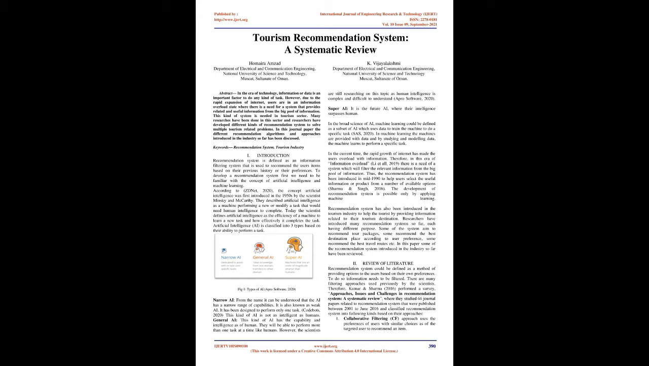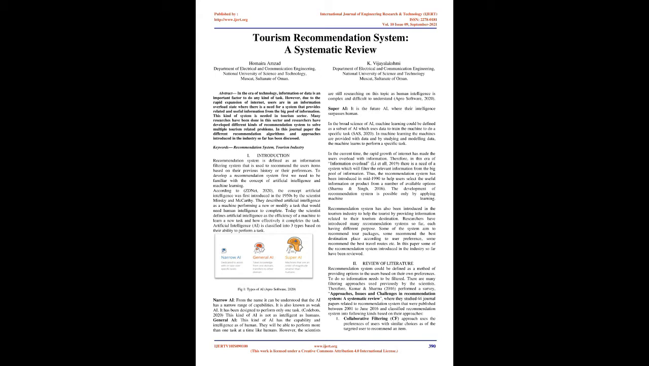Introduction: a recommendation system is defined as an information filtering system that is used to recommend items to the user based on their previous history or their preferences. To develop a recommendation system, first we need to be familiar with the concepts of artificial intelligence and machine learning.